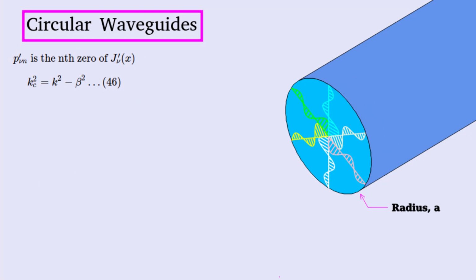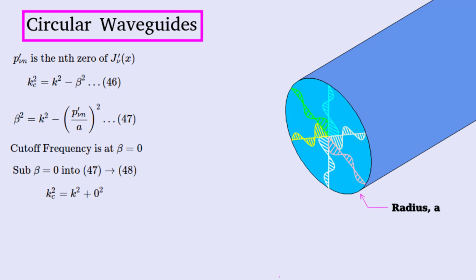So I'll just write these equations back at the top of the screen here. We can make this substitution for Kc here. The cutoff frequency is when the electromagnetic wave propagates extremely slowly through the waveguide, tending to a velocity of zero, and this is expressed by setting beta equal to zero.